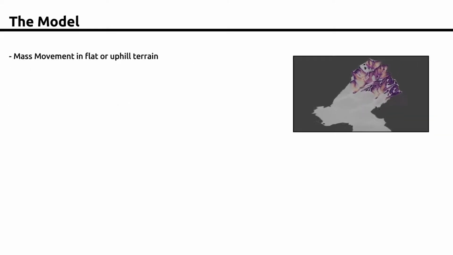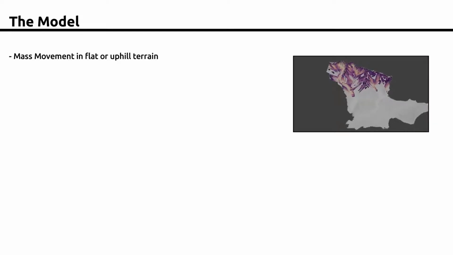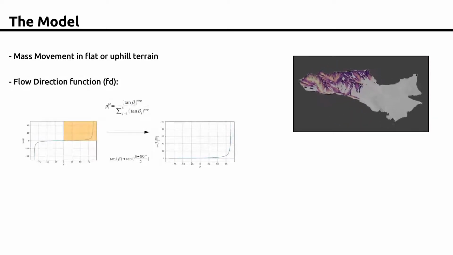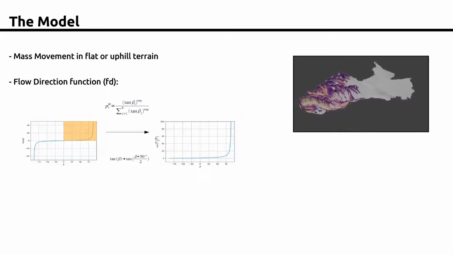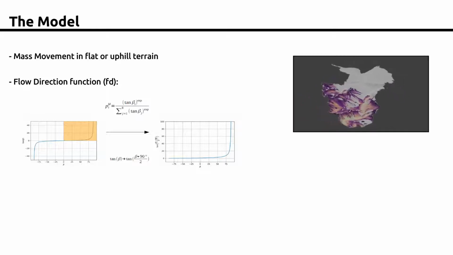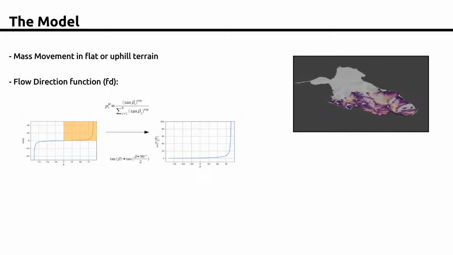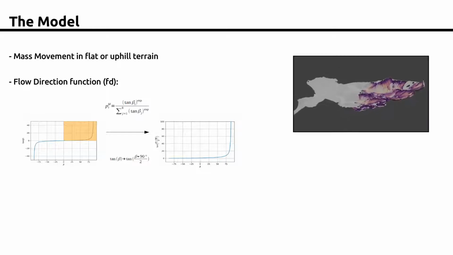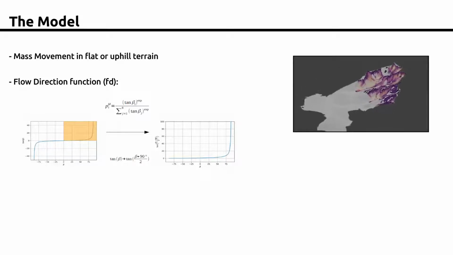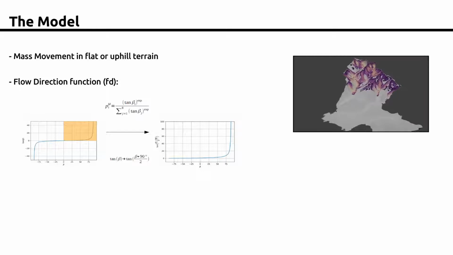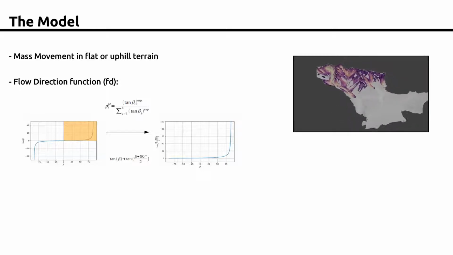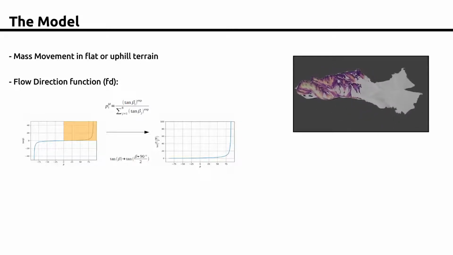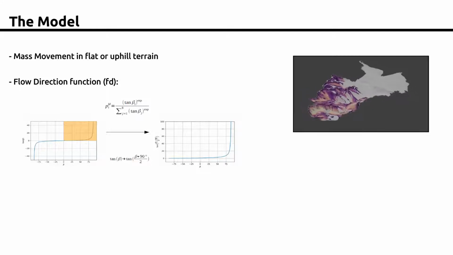An important improvement compared to similar models is that it can handle mass movement in flat and uphill terrain. We achieved this by adapting the algorithm of Holmgren from 1994. The Holmgren algorithm works only in a range from 0 to 90 degrees. To achieve a flat or uphill flow, we had to change this from -90 to 90 degrees.